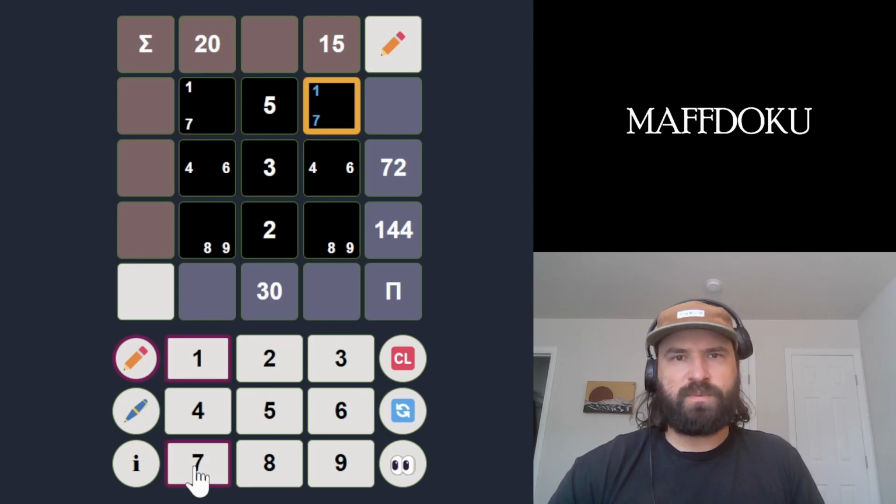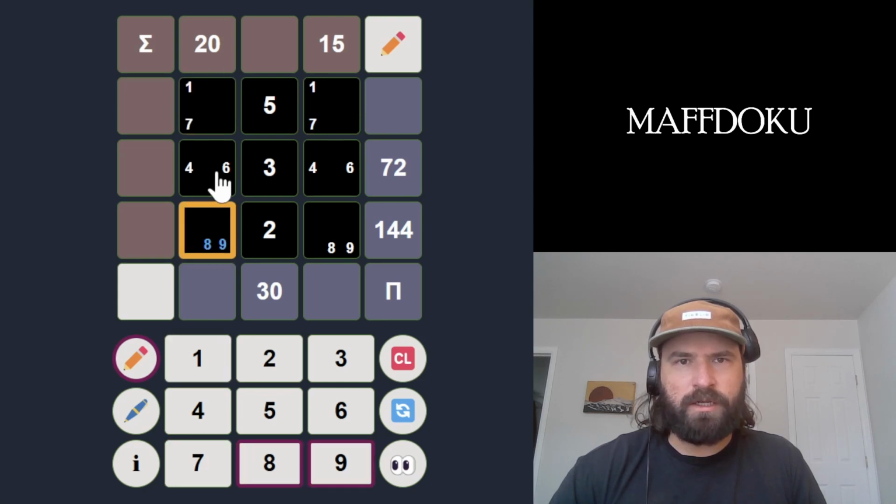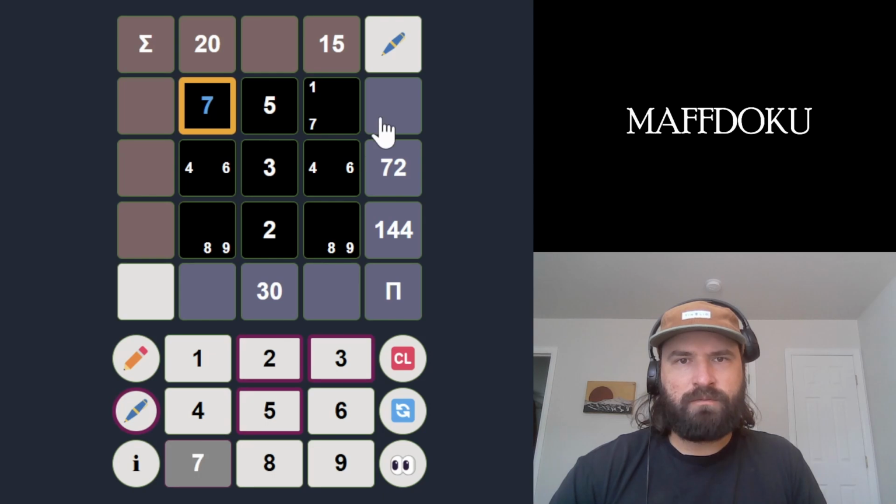Okay, and then these sums must straighten this out. So 15 is pretty small. I would think that would probably use the 1. Because 20 is not going to be able to use the 1, right? 1 plus 9, yeah, we're not getting there. So this is definitely a 7. This is definitely a 1.